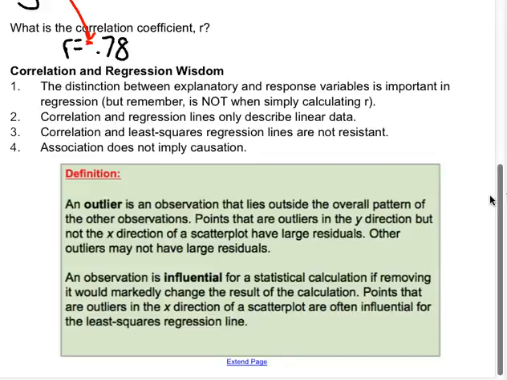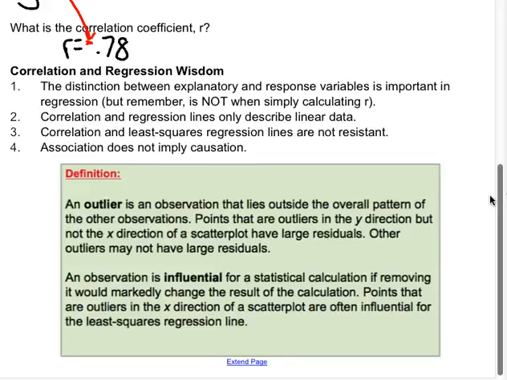Two things I want you to keep in mind. An outlier. An outlier is an observation that lies outside the overall pattern of the other observed values. Points that are outliers in the y direction but not in the x direction have large residuals. Other outliers may not have as large residuals.